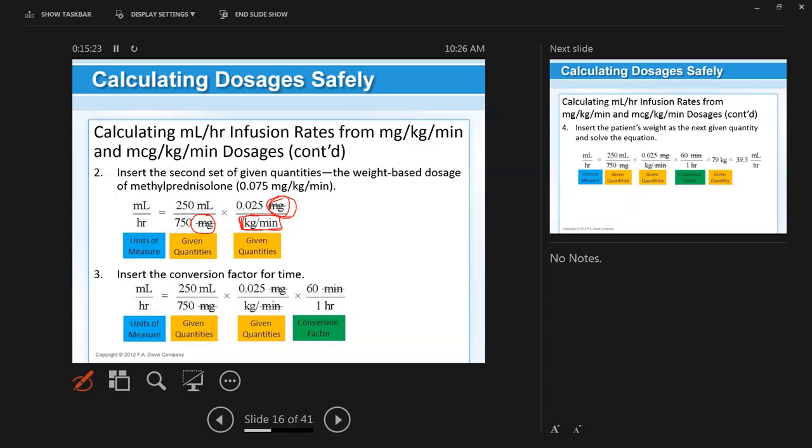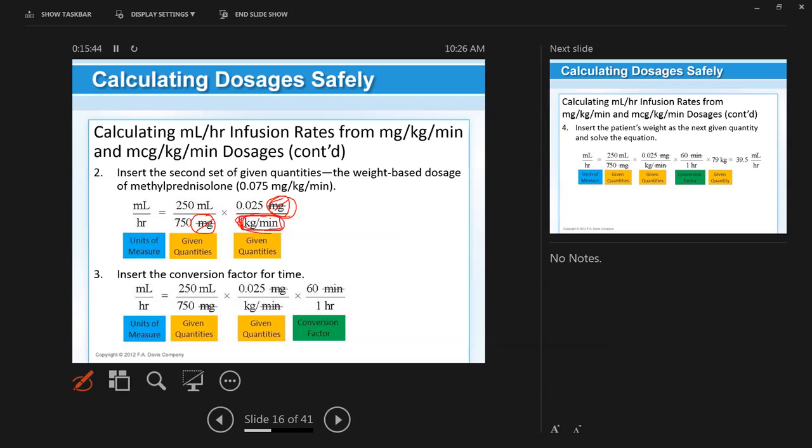So you're going to have 0.025 milligrams per, represented by this line, and then we can have kilogram per minute as our denominator in this equation. Now, we know that we'll be able to cross these out. So now we need to identify that we have kilograms and minutes here.